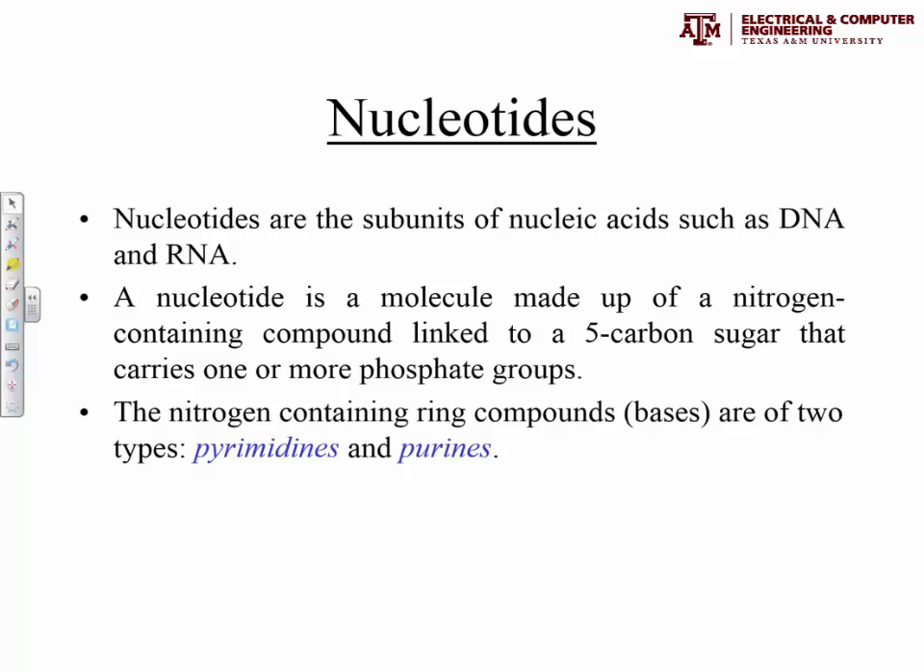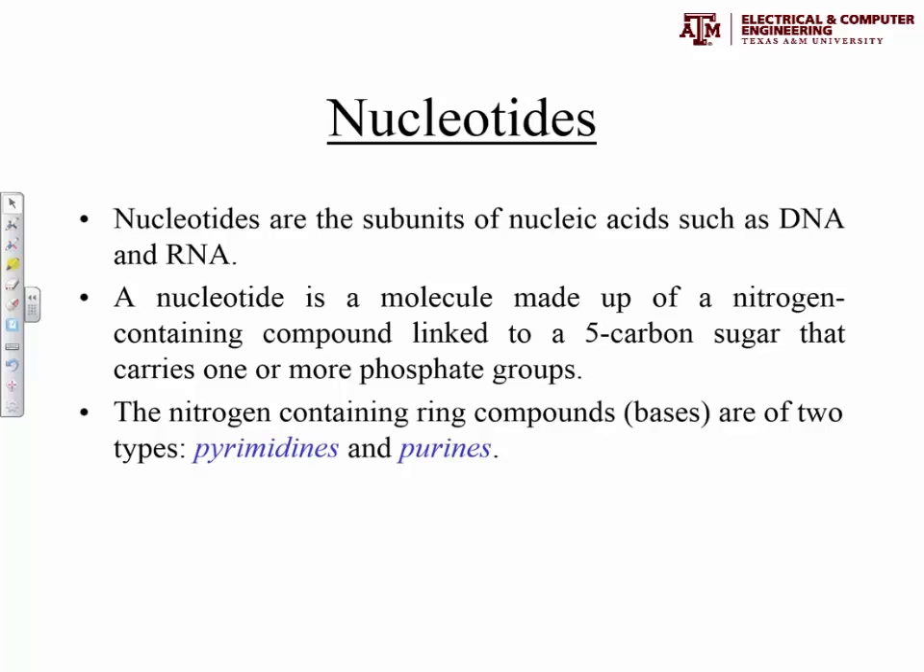So any questions so far? So we talked about sugars. Then we talked about amino acids, we talked about fatty acids. The last set of modular building blocks that we want to look at are what are called nucleotides. These are the subunits of nucleic acids such as DNA and RNA. A nucleotide is a molecule which is made up of a nitrogen-containing compound which is linked to a 5-carbon sugar. That's a pentose, right? It could be either ribose or deoxyribose, and this is going to carry one or more phosphate groups. The nitrogen-containing ring compounds are called the bases of DNA and RNA, or of nucleic acids.